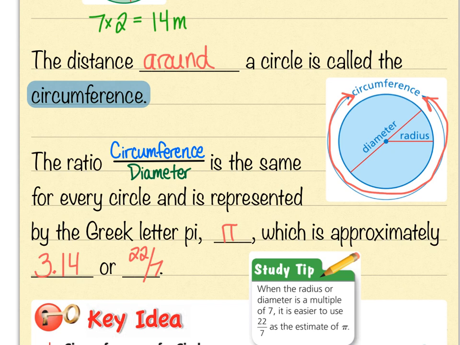It's not exact, though. And really, since pi is an irrational number, we can't get an exact number for it because to be irrational means it has a never-ending amount of decimal places. So that's why we're just going to round it to 3.14.